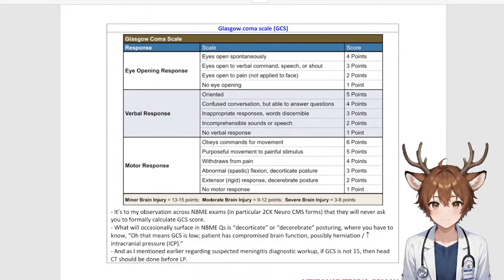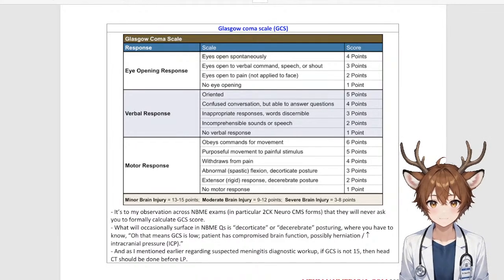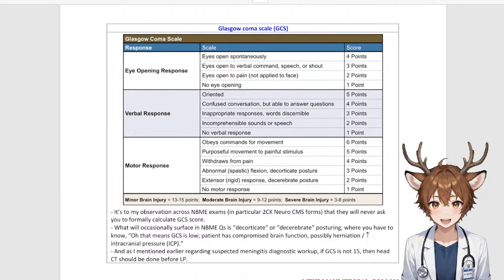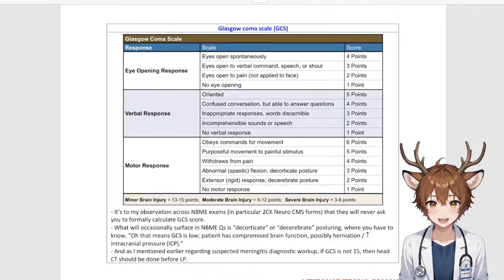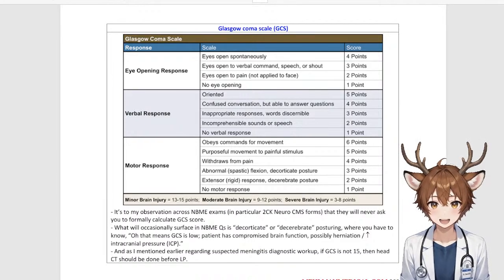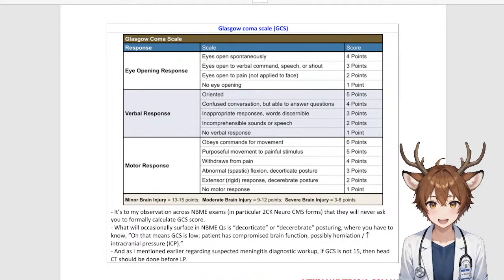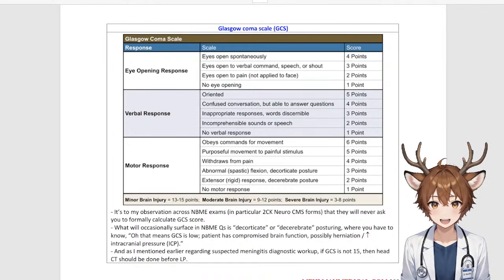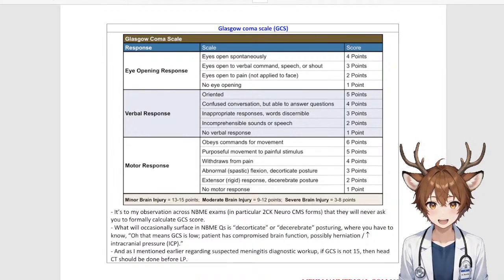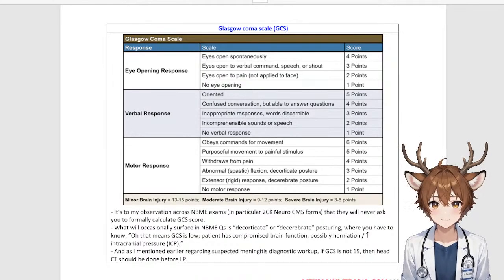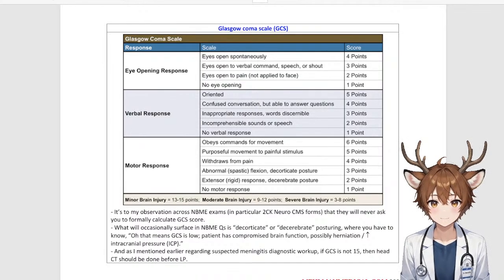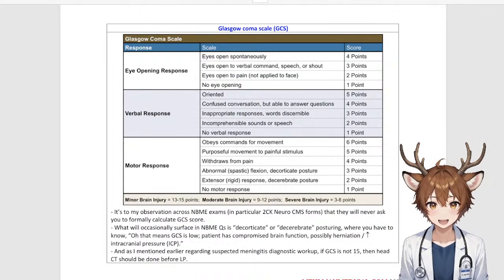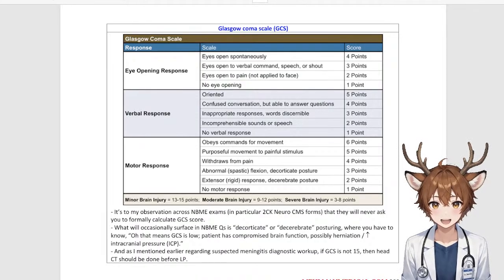So if you had a very high Glasgow score between 13 and 15, you're basically top scoring almost everything, because I think the top score you can get is 15. Then you have some minor brain injury. If you have between 9 and 12, we clearly have some deficits, and it's going to be moderate brain injury. If you only have 3 to 8 points, remember 3 is the minimum score you can get, you have a severe brain injury.